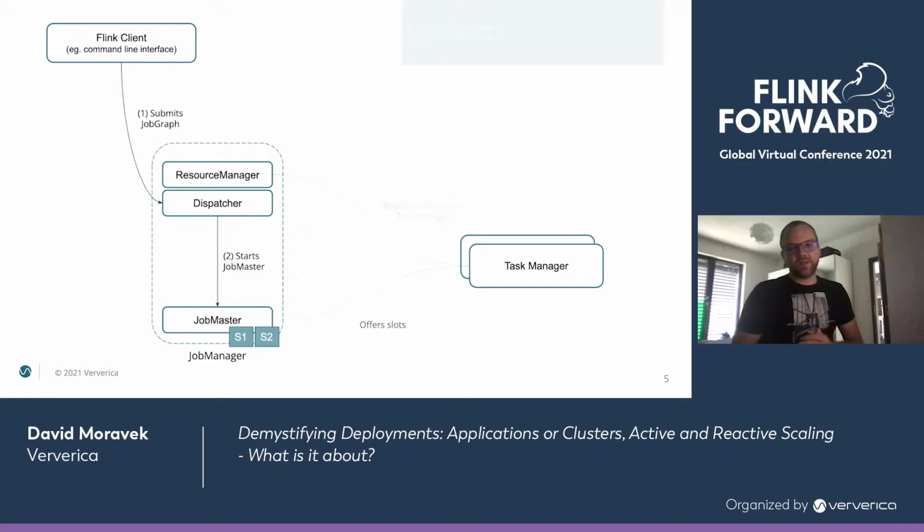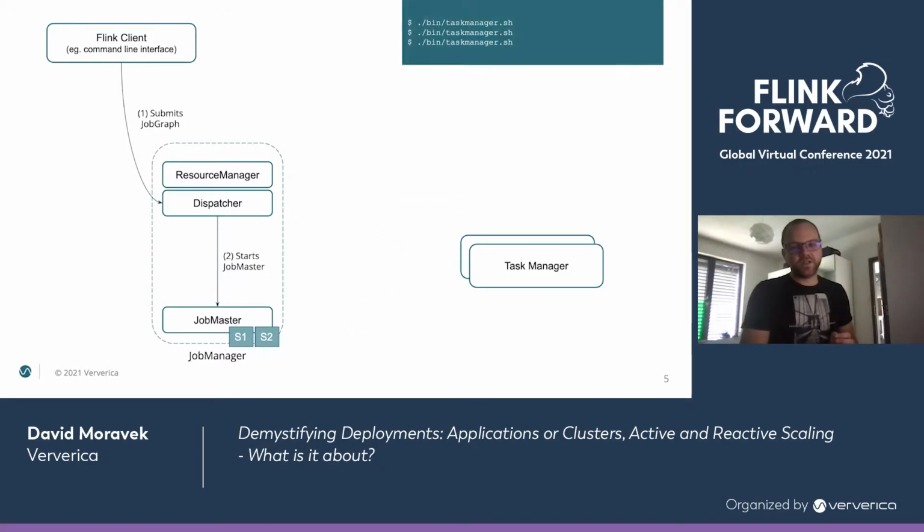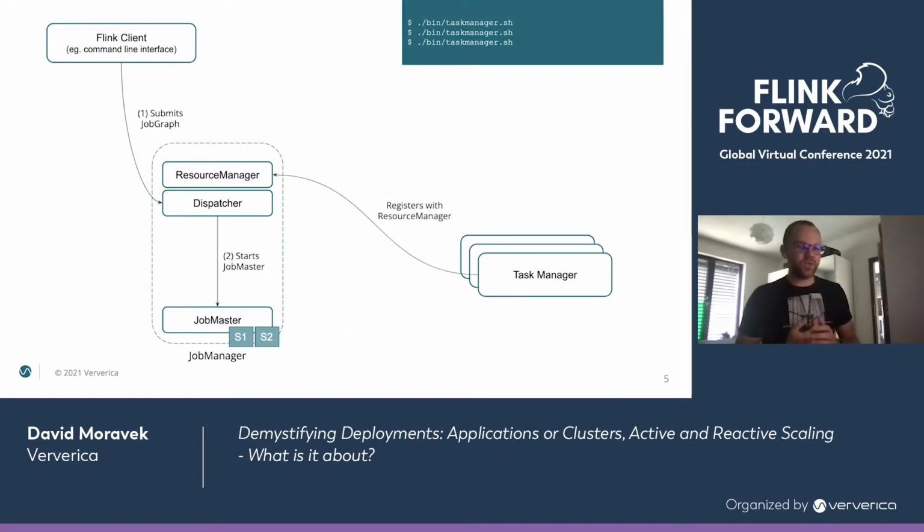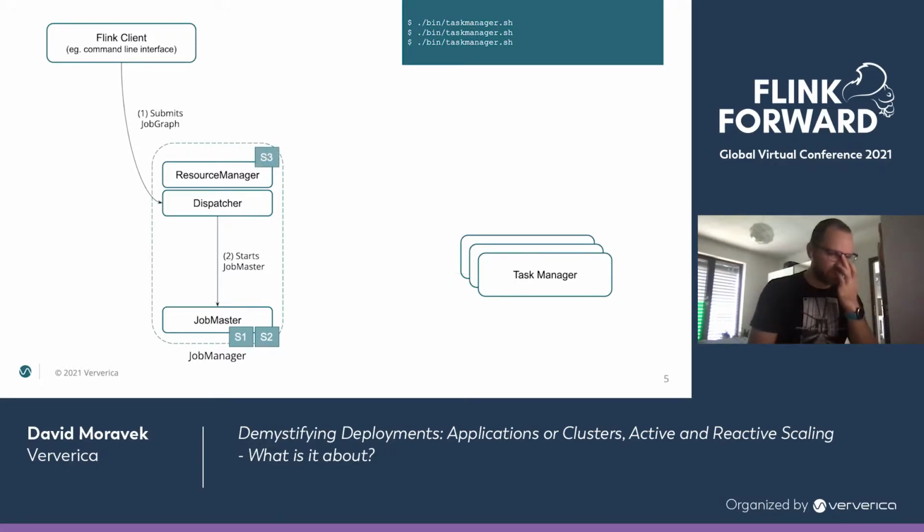So now let's see what happens if we start a third task manager. It will again register itself with the resource manager, but right now the resource manager doesn't have any more slot requests it needs to fulfill. So it will just keep track of this newly available slot that it can leverage in later stages. But right now it has no use for it.